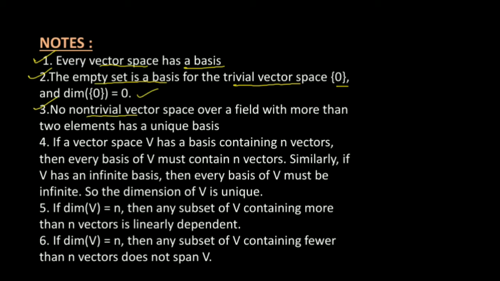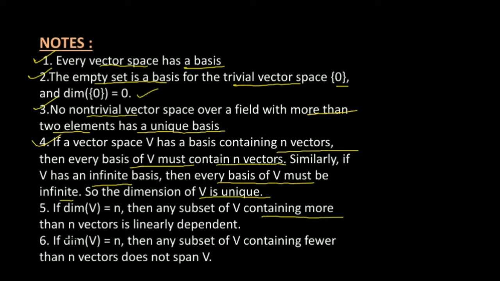The next point is, no non-trivial vector space over a field with more than two elements has a unique basis. Next, if a vector space V has a basis containing n vectors, then every basis of V must contain n vectors. Similarly, if V has infinite bases, then every basis of V must contain infinite elements. So the dimension of V is unique. If the dimension of V is equal to n, then any subset of V containing more than n vectors is linearly dependent.